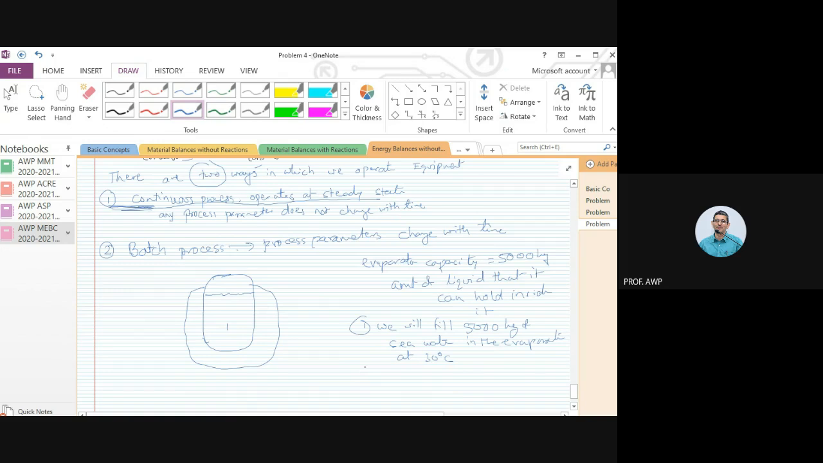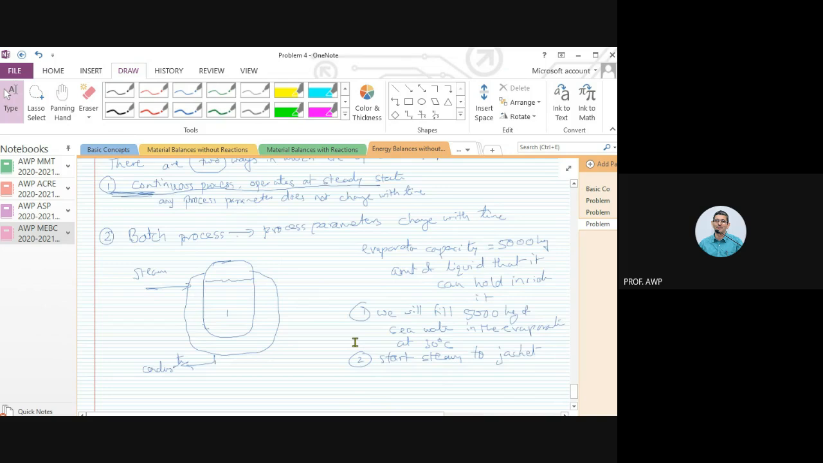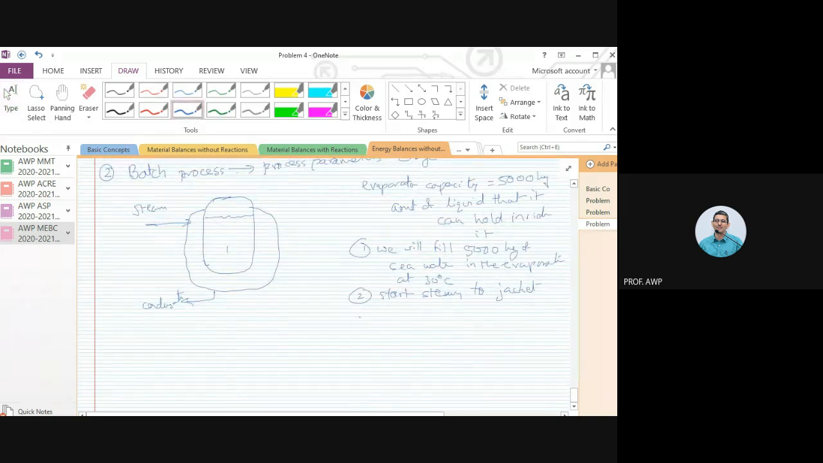Two, we will start steam to the jacket. So we will supply steam. Now steam will have to be continuously coming in, and condensate will have to be continuously going out. So what will happen? As I supply steam, heat will be transferred from outside to inside. The temperature of the 5,000 kgs of seawater will start increasing.